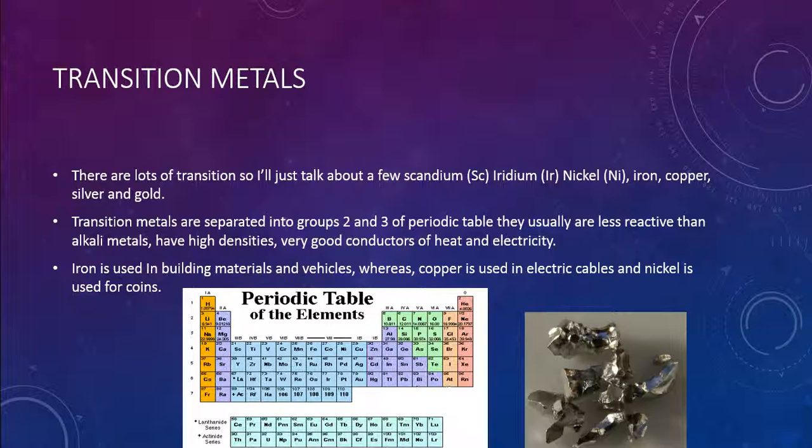The transition metals include scandium, silver, copper and gold. They are very good conductors of heat and electricity, so they're important in everyday life, and they're less reactive than alkali metals, because I think alkali metals are the most reactive elements. They have high densities, and they're also good for a lot of other things.